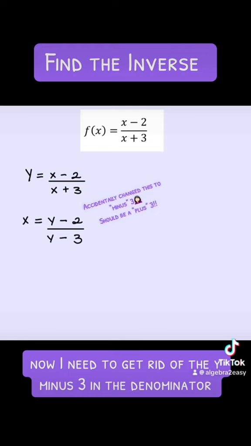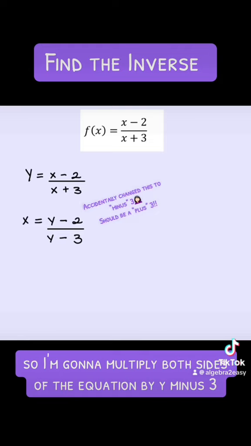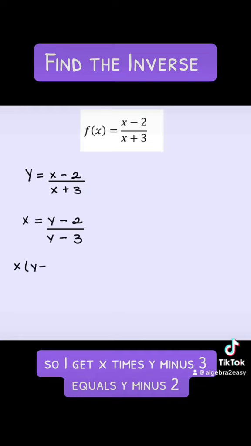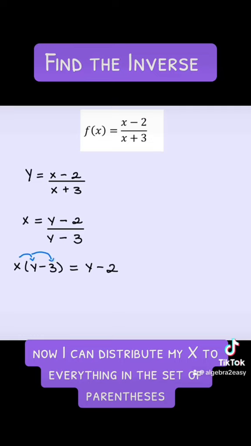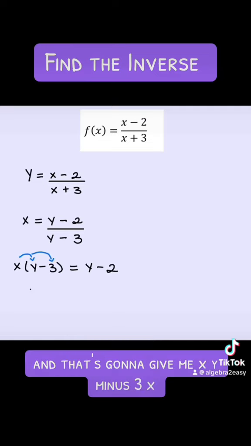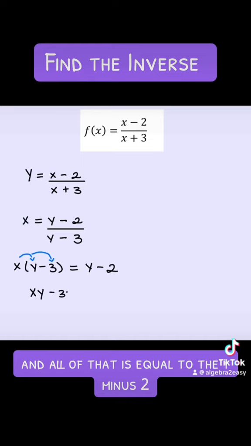Now, I need to get rid of the y minus 3 in the denominator, so I'm going to multiply both sides of the equation by y minus 3. So I get x times y minus 3 equals y minus 2. And now I don't have to worry about a y variable being in the denominator of a fraction. Now I can distribute my x to everything in the set of parentheses, and that's going to give me xy minus 3x, and all of that is equal to the y minus 2.